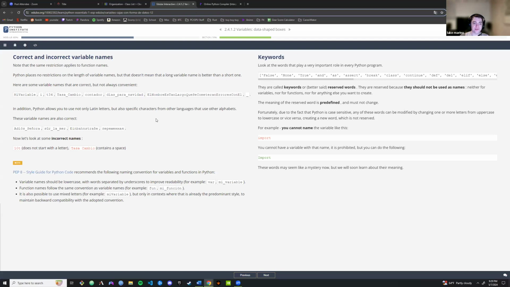Python also allows you to use not only Latin letters, but specific characters from other languages that use other alphabets. These variable names all right here are all correct. I don't see why you would ever do that, unless you're programming for an international company, but normally you use English when programming. That's just how it is.